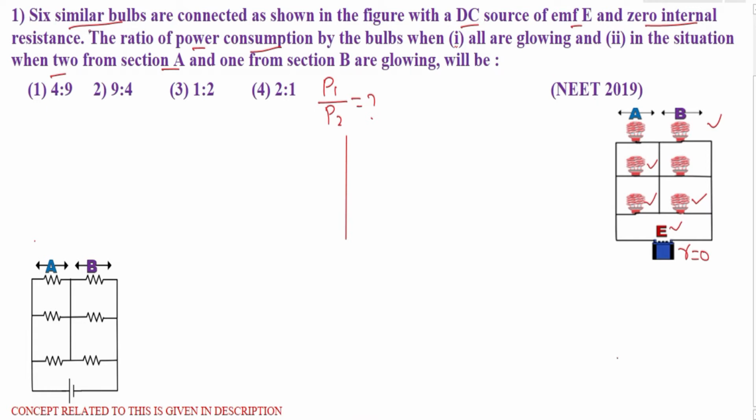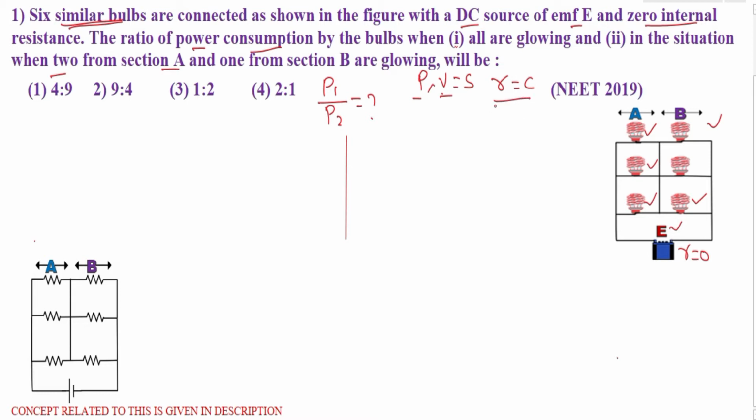Now first let me say what we mean by similar bulbs. Similar bulbs are the bulbs whose power rating and voltage rating are the same, that is constant. Since the power rating and voltage rating are constant, their resistance value will be constant. That is, the resistance of these 6 bulbs is the same. The next point is these bulbs are resistive elements, so for our convenience we can replace these bulbs with resistors whose value is equal to their internal resistance.